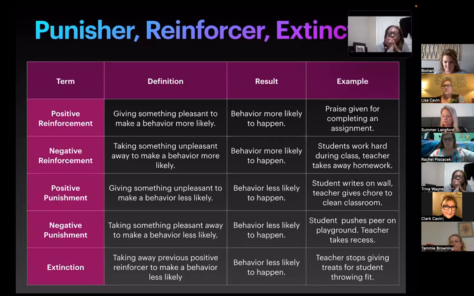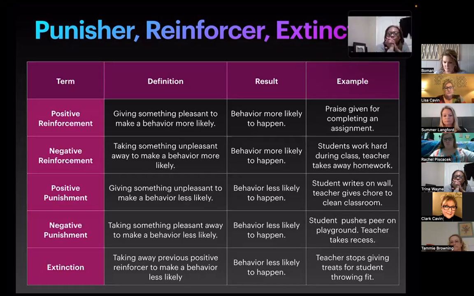But an example might be a student writes on the wall. You catch a student writing on the wall. So you're going to give them something unpleasant. You're going to say you're going to clean all the walls in the classroom in order to make up for your writing on the wall. So you give them something unpleasant to do to make that behavior less likely to occur.